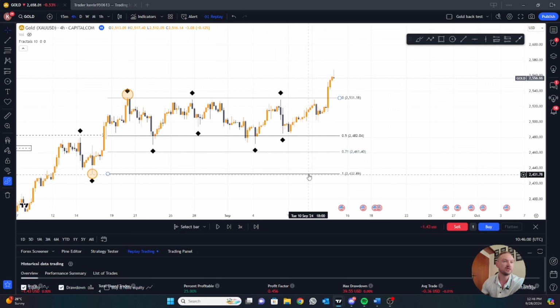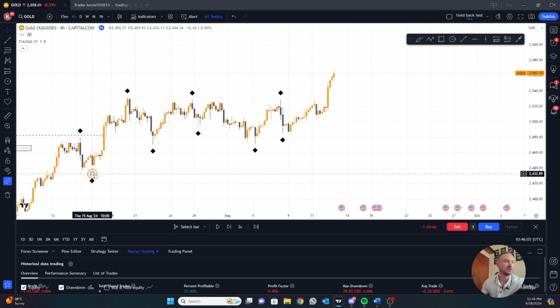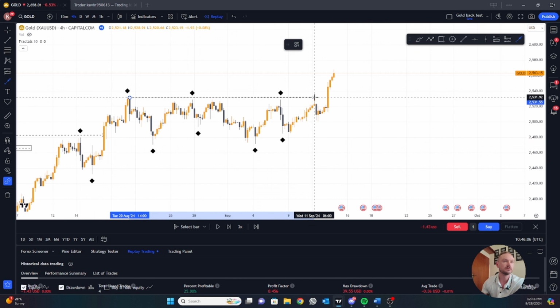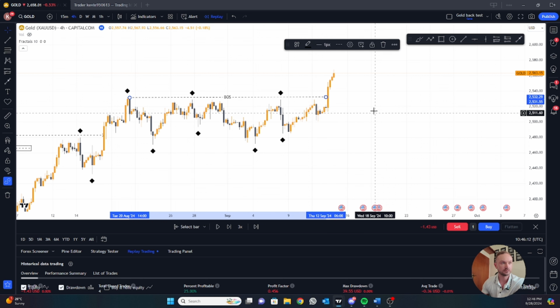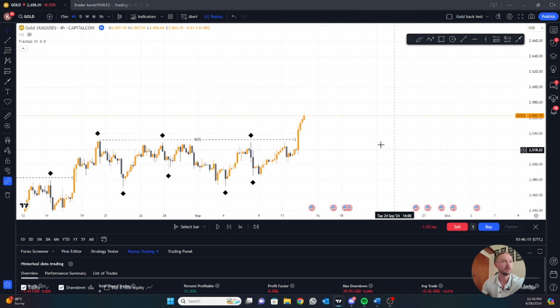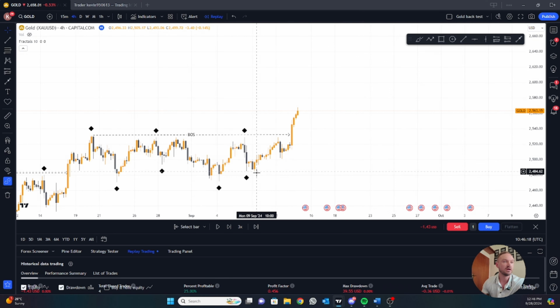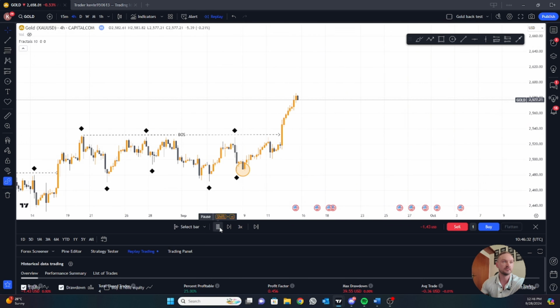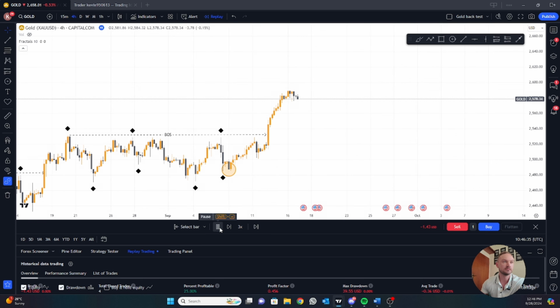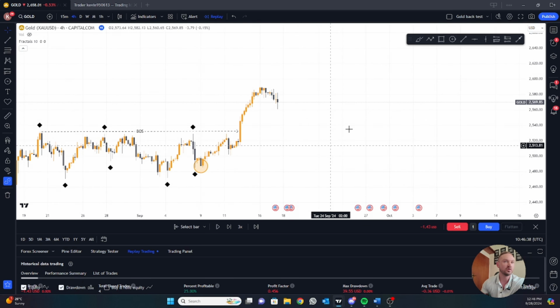Okay, so we've just created a new break of structure to the upside. So this means we'll be looking for buys, and this is our low down here. We're going to look for a pullback. Okay, we can see some pullback right here. I'm going to draw my Fibonacci.